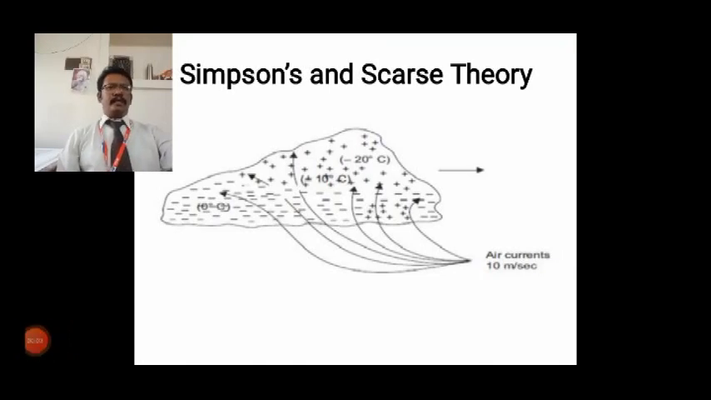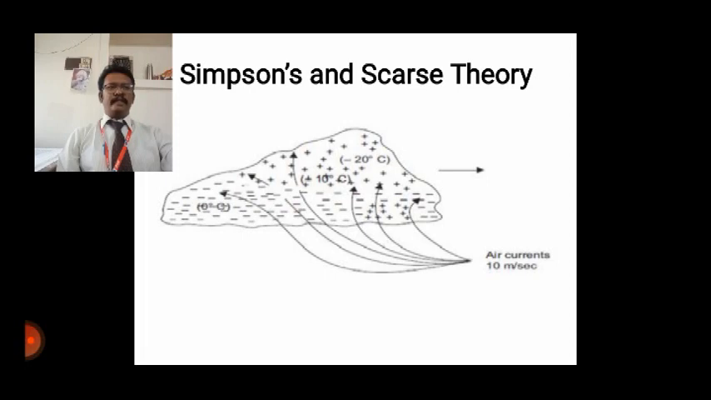Now we are going to see about Simpson's theory. Simpson's theory is based on the temperature variations in the various regions of the cloud. When water droplets are broken, particularly due to the air current, water droplets acquire positive charge, whereas the air is negatively charged. Also, when ice crystals strike, the air is positively charged and the ice crystal is negatively charged.